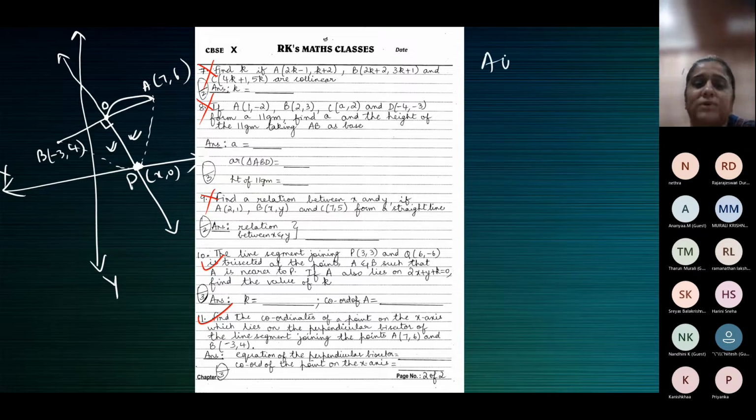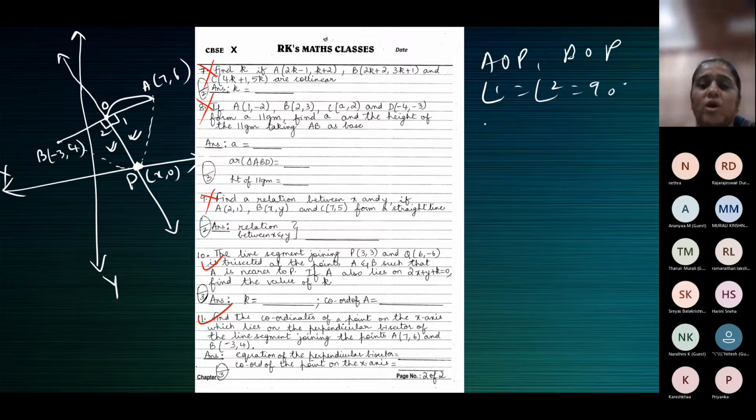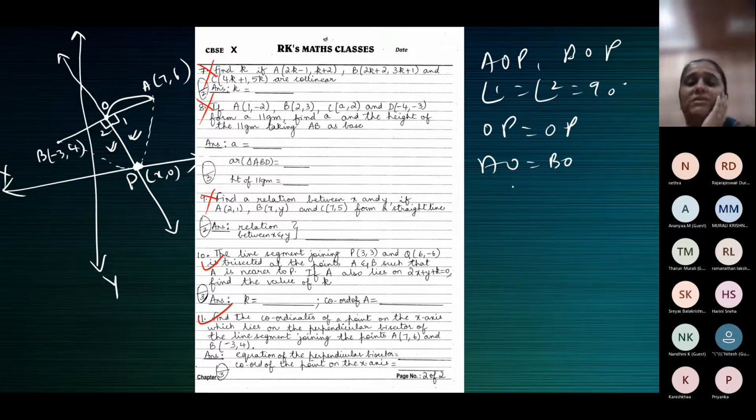In triangle AOP and triangle BOP, this angle is 90 because perpendicular bisector, no? Angle 1 is equal to angle 2, 90 degrees. And then OP is the common side, OP is equal to OP. And then AO is equal to BO. Midpoint. O is the midpoint because perpendicular bisector. So you can show that these two triangles AOP and BOP are congruent to each other.